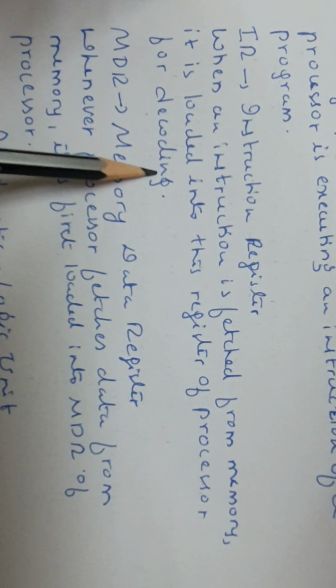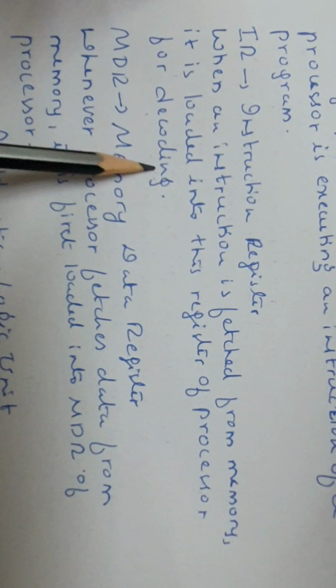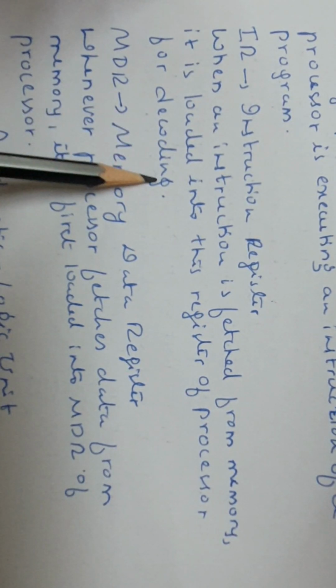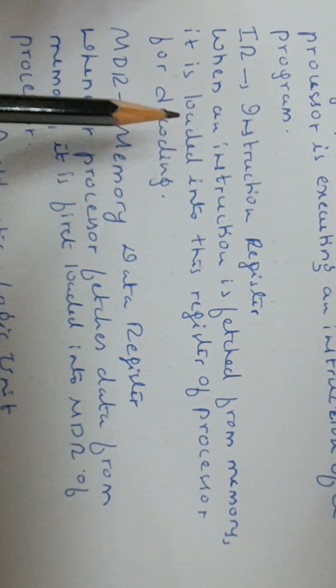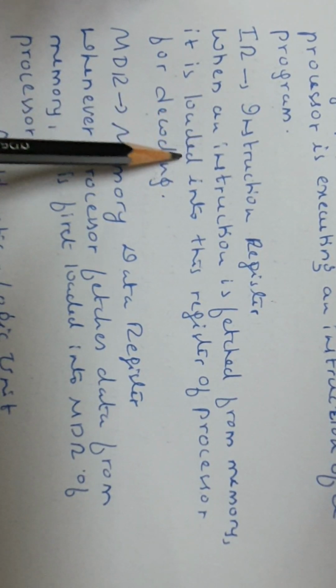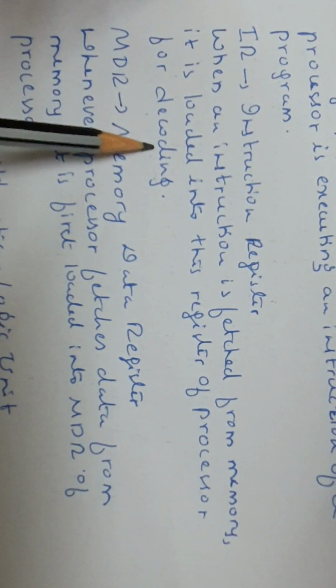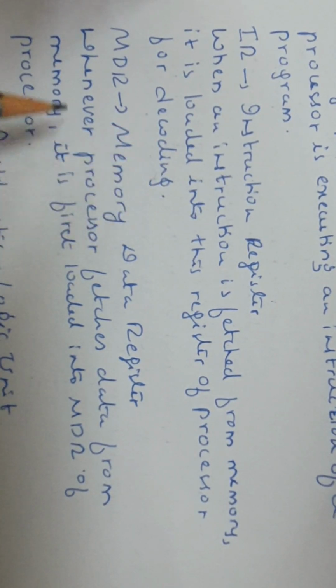Means in the instruction, what is stored, which operation is to be done and where the operands are, that has to be assessed. That is called decoding. So dividing the instruction or analyzing the instruction: what operation has to be done and where the operands are. For this decoding process, whatever instruction is fetched from memory, the processor will keep in the instruction register of the processor. That is another special register in the processor.